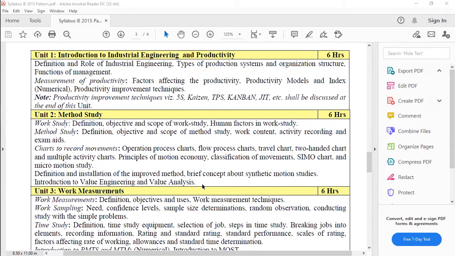Good morning, guys. Today we will start our next lecture, the second unit, that is method study. In the previous lecture, we studied the introduction to industrial engineering and productivity, in which we studied some definitions and the role of industrial engineering, then types of production system. Then we studied the different organization structures, then functions of management.